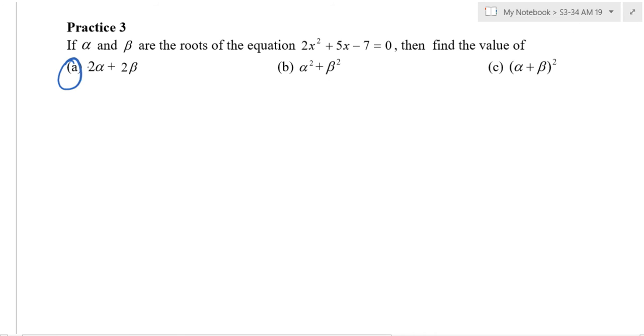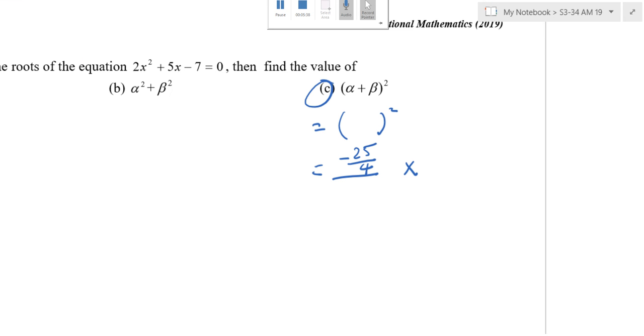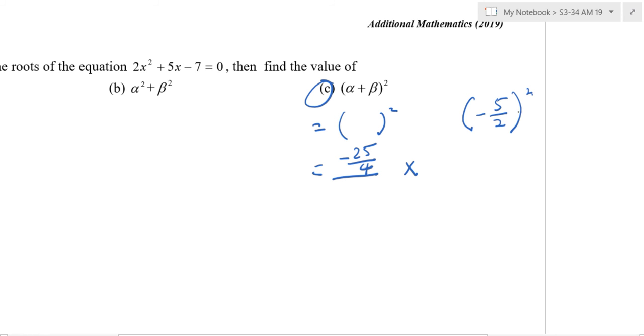Can everyone try A and C now? I pause the video here. All right, Matthew, for you, because you know this is C over A. Is it? No. This is minus B over A square, right? Press your calculator with the bracket.